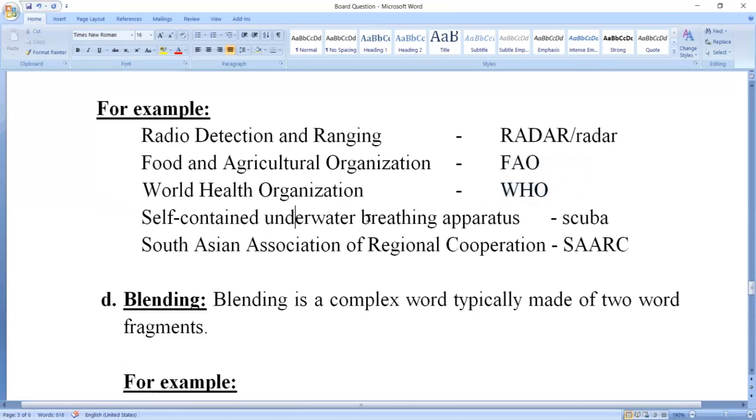Again, self-contained underwater breathing apparatus. The new word has been scuba. South Asian Association for Regional Cooperation. The organization has been pronounced as SAARC because we have used the initial letters of each word, and it has become a new word with a new pronunciation, that is SAARC. So in this way, if the initial letters, when we put them together, make a new word with a new pronunciation, we will call that word an acronym. So acronym is also a system of forming new words.